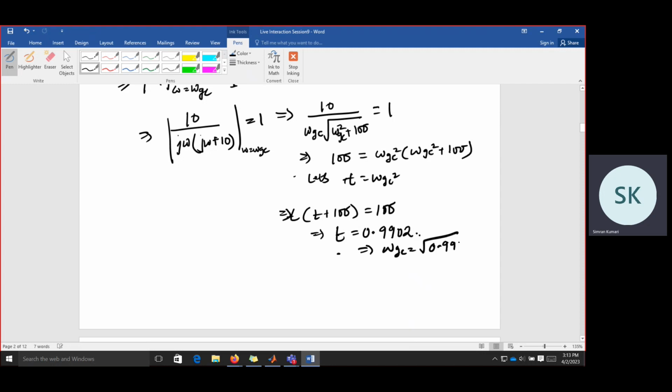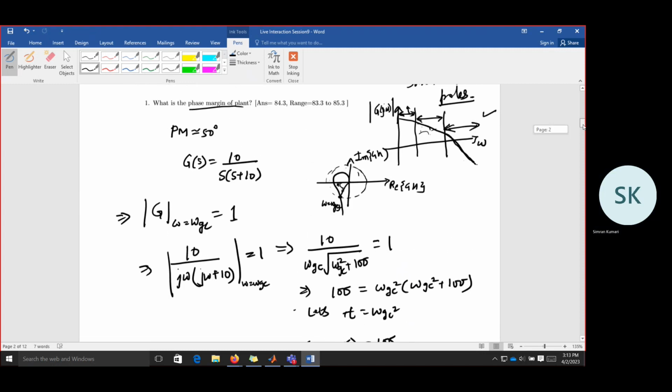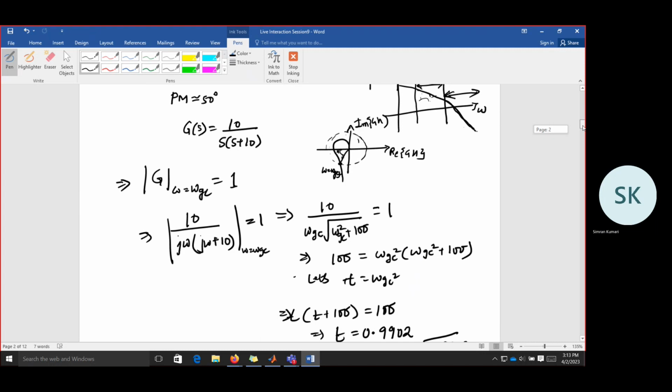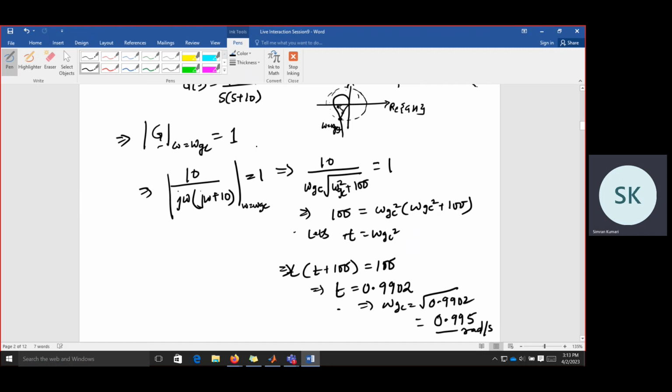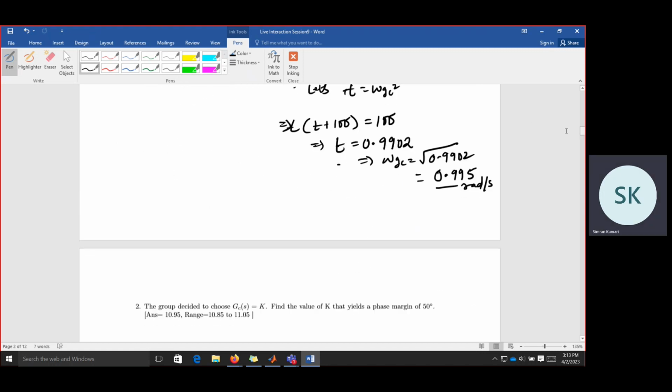Now, since we found T, this implies omega GC is equal to root under 0.9902. This would be 0.995 radian per second. So this is the gain crossover frequency. At this frequency, the magnitude of the plant transfer function is 1. You can see the loop gain is 1. So we have this gain crossover frequency.